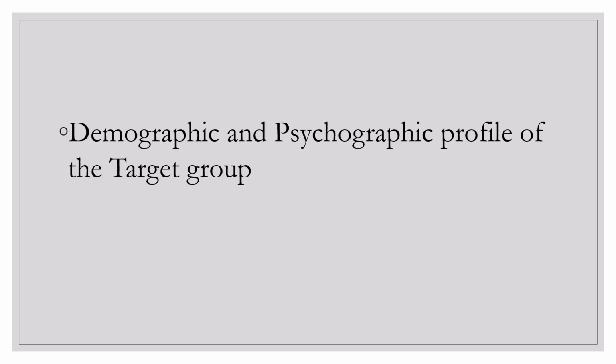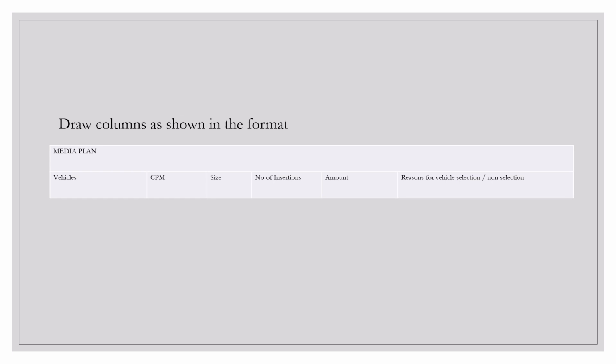The first thing you do is figure out the demographics and psychographics of the target audience. Draw columns to solve the media plan. Your first column will be the vehicles, the second the CPM or CPT, which is your cost per thousand, size, half page for newspapers, single or double spread for magazines, number of insertions, amount, reasons for vehicle selection or non-selection.